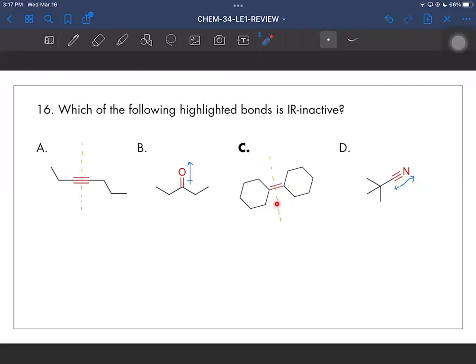But with letter C, since the left side is just the same as the one on the right, if we stretch this double bond, you would not see a change in dipole moment because the substituents are the same on either side. And therefore, this bond would be IR inactive. Therefore, the answer is letter C.